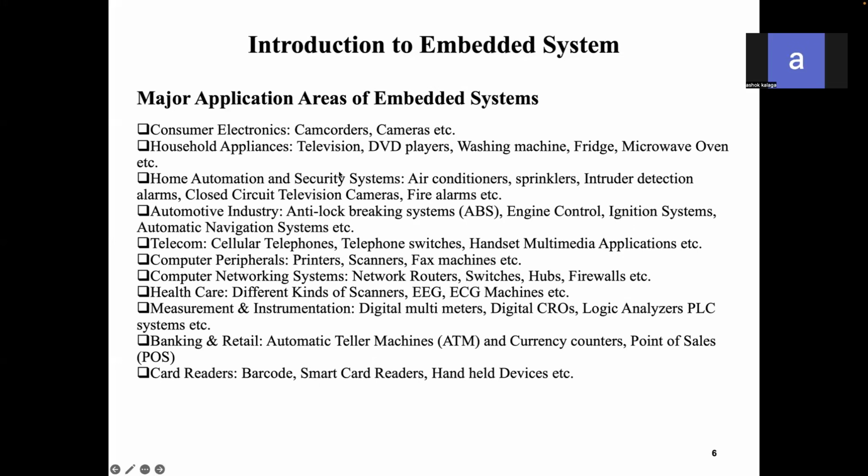In a microwave oven, which is used for heating, any system which performs a specific task is called an embedded system, which is a combination of both hardware and software. Like air conditioners, sprinklers, intruder detection alarms, CCTVs, closed circuit televisions, ABS, anti-lock braking systems in the automotive industry, engine control, ignition, any system. Telecom, like telephone switches, handsets, multimedia applications, even the mobile phone is called an embedded system.